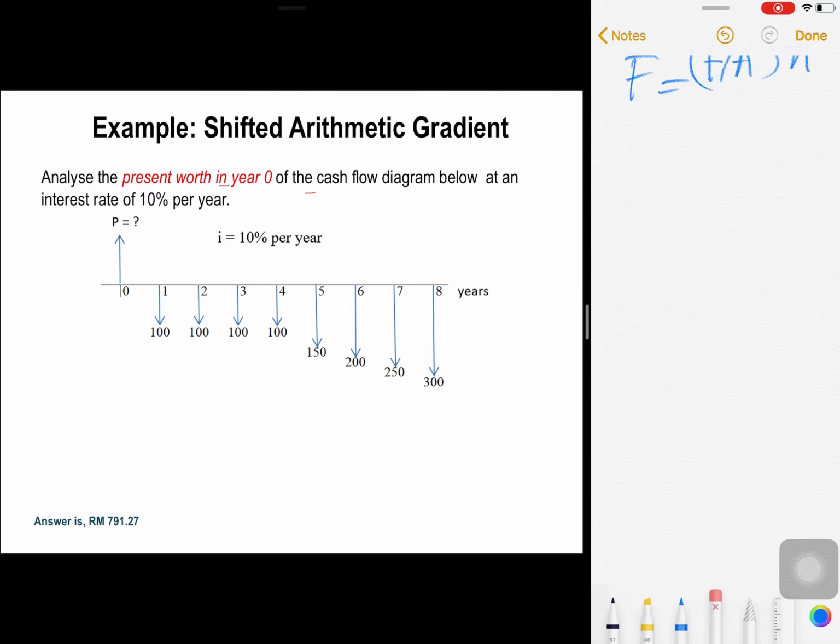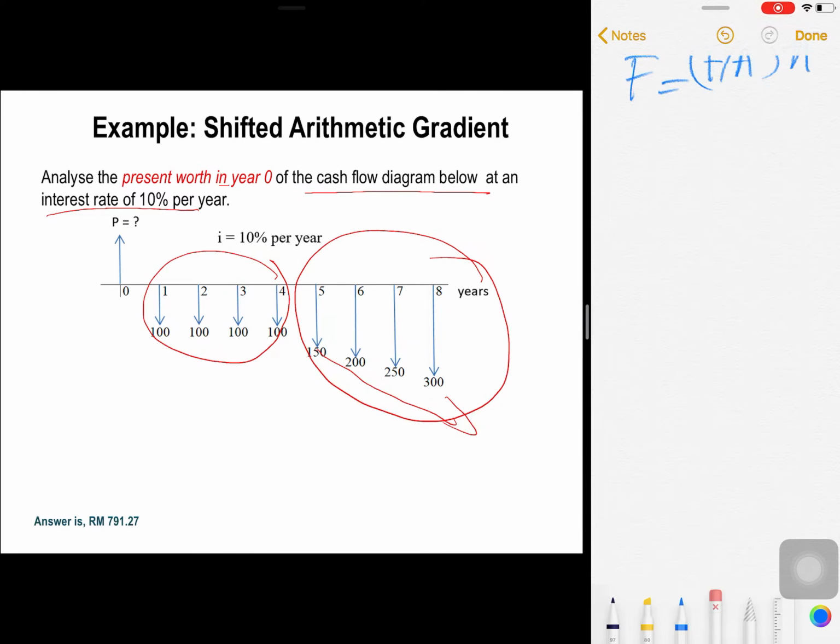Analyze the present worth in year 0. The cash flow diagram is shown below. The interest rate is 10%. So now you have an A series up to year 4 and your gradient series from year 5 onward. You can either solve this way and this way, or you can solve this way and this way.